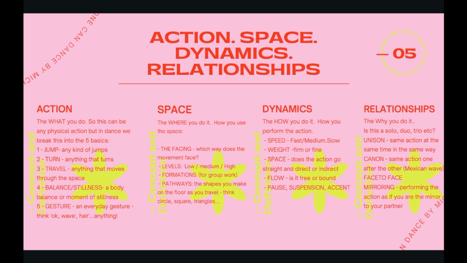So first off, we're going to look at action. So action is, what do you do? It can be any physical action, but in dance, we've broken this down into five basic actions. And they are jump, turn, travel, anything that moves you through the space, balance and stillness. Balance is a lovely one to incorporate, and for some children, being still is really, really hard, and for them it would be a real challenge.